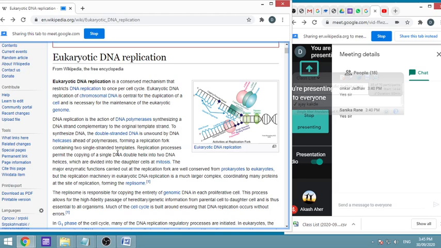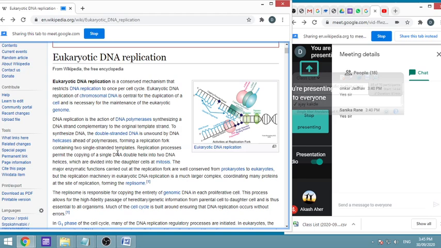And they will form the replication fork, which means a fork-like structure, like a comb-like structure, I can say. This type of structure will cause the replication process. It will permit the copying of a single DNA helix into two DNA helices, and they are divided into daughter cells at the time of the mitosis process. Again, we shall see this later.